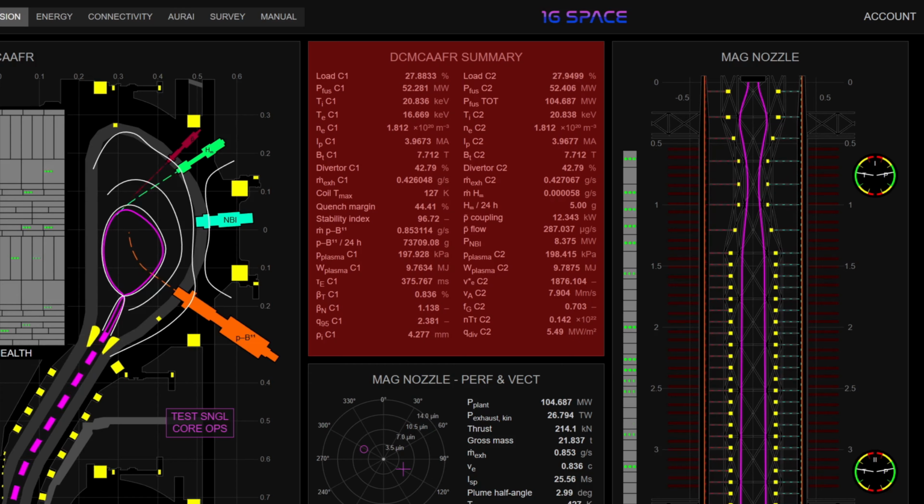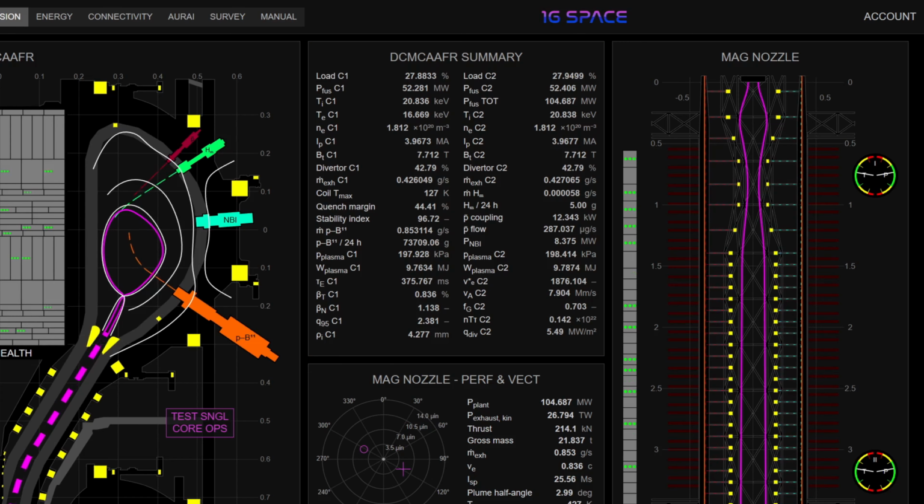The DCMCAAFR Summary panel presents the reactor state as a compact numerical snapshot organized by physical domain. Parameter placement is governed by operational efficiency and rapid interpretation, allowing an operator to assess consistency and margin without reading the panel linearly. Core load and fusion power values describe how total propulsion demand is shared between cores 1 and 2, and how closely the system is operating to single-core or dual-core limits. These values establish the overall thrust production regime and available redundancy.